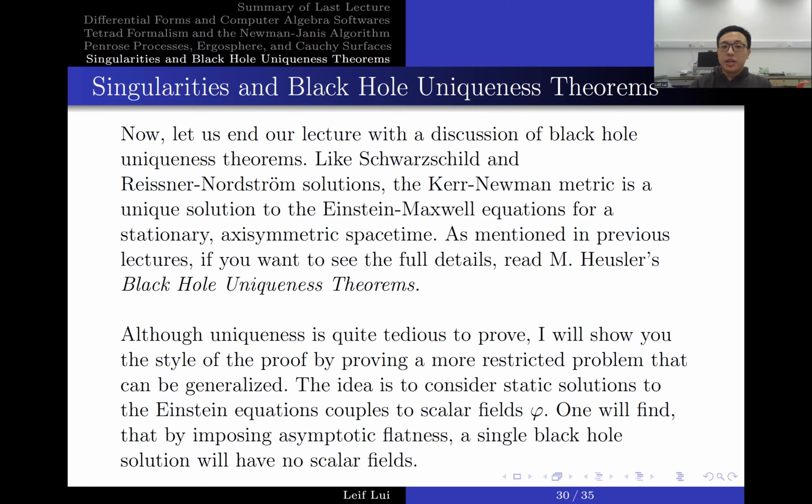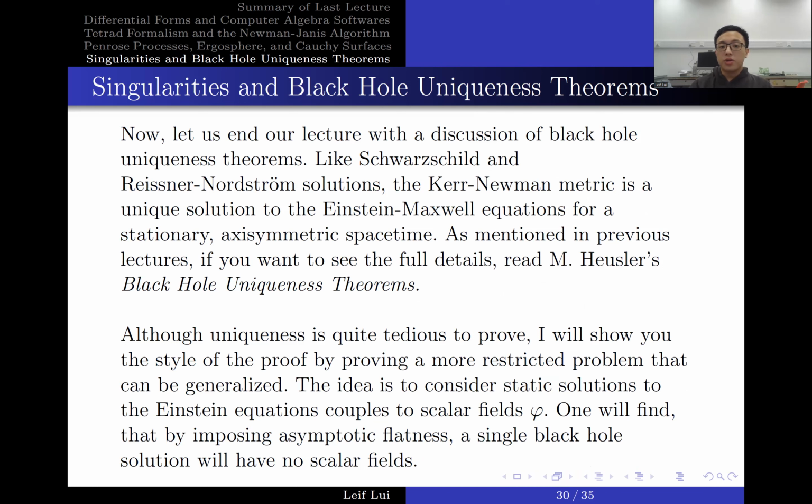So now let us end the lecture with a discussion of black hole uniqueness theorems. Like the Schwarzschild and Reissner-Nordstrom solutions, the Kerr-Newman metric is actually a unique solution to the Einstein-Maxwell equations for a stationary axisymmetric spacetime. As mentioned in previous lectures, if you want to see the full detail, read Markus Heusler's book on black hole uniqueness theorems. Although uniqueness is quite tedious to prove, I will show you the style of proof by proving a restricted problem that can be generalized.